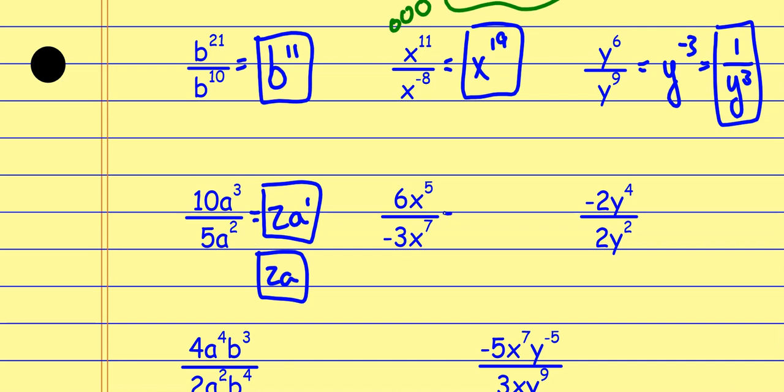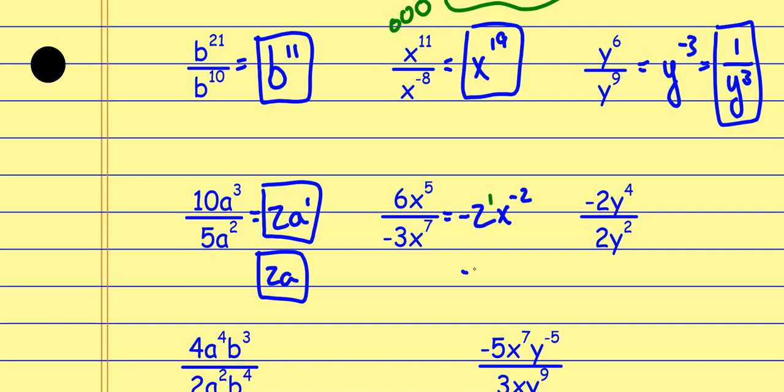6 divided by negative 3 is a negative 2. And now I subtract the exponents. That's x to the negative second when I do the 5 minus the 7. But now take care of negative exponents. Keep in mind, that negative 2 is not a negative exponent right here. This guy, that's negative 2 to the first power. The only thing that has a negative exponent is the x.